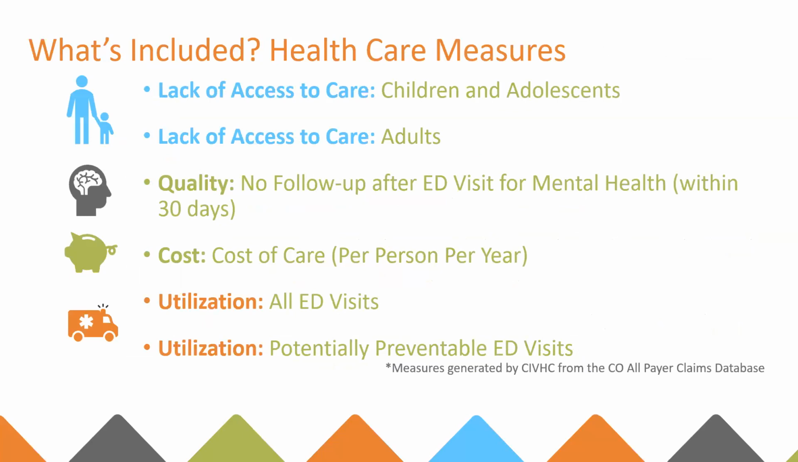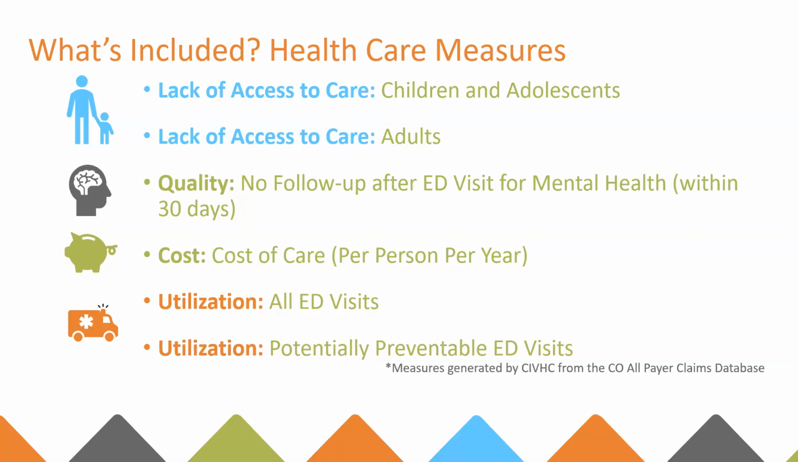So then we married those social factors with what's in the Colorado All-Payer Claims database, and these measures were taken from our community dashboard. We have a lot more measures in the community dashboard, but we wanted to look at access to care, quality of care, cost of care, and utilization of services. So the two access to care measures that we pulled from the community dashboard were our kids and adolescents accessing care and utilizing it for preventive ways, the way that they should. Similarly, with adults, we looked at lack of access to care for adults.